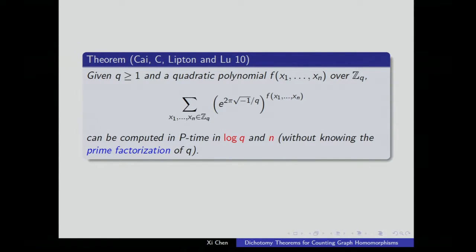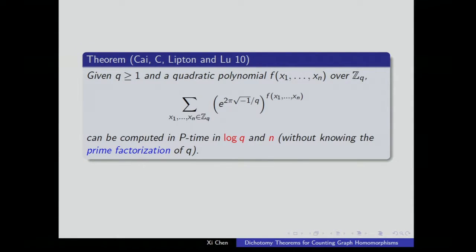And it turns out that this theorem can be generalized to work for any integer q, not just for 2, not just for prime numbers or prime powers. It can be extended to any integer q. So given q and a quadratic polynomial over Zq, this sum can be computed in polynomial time.